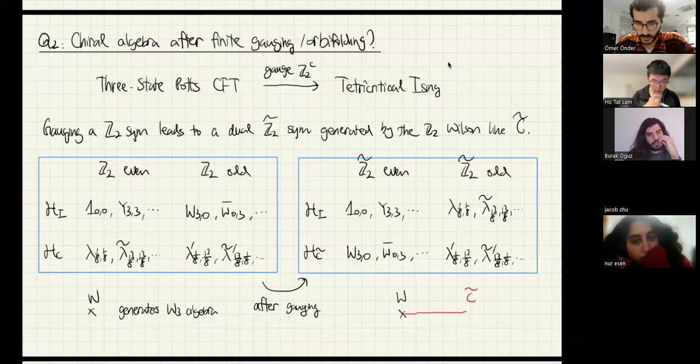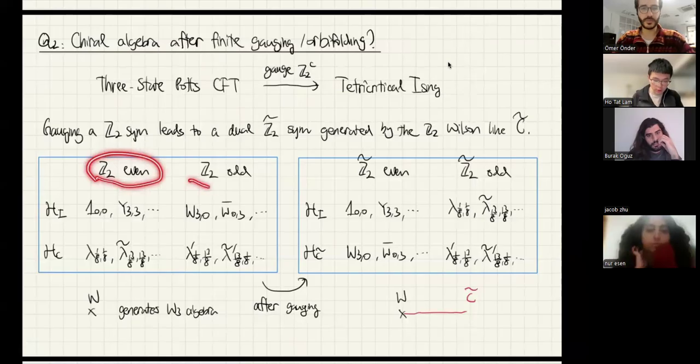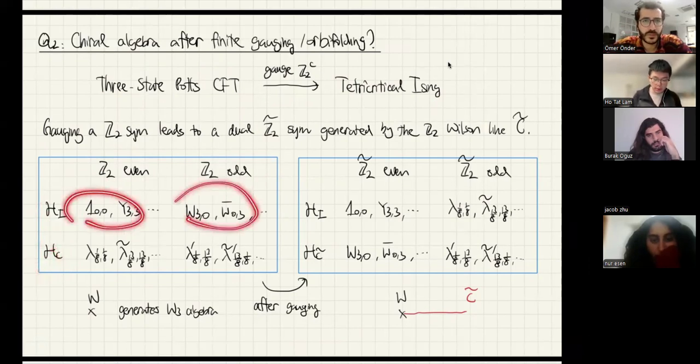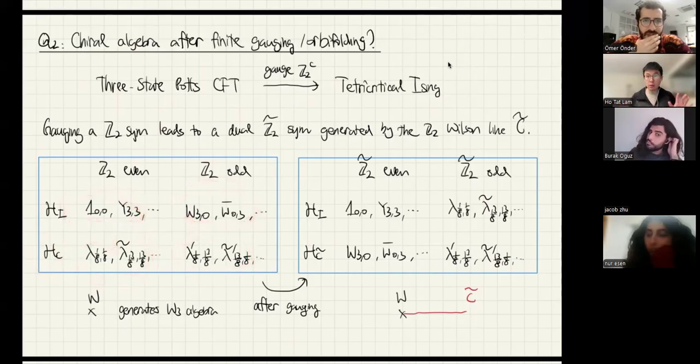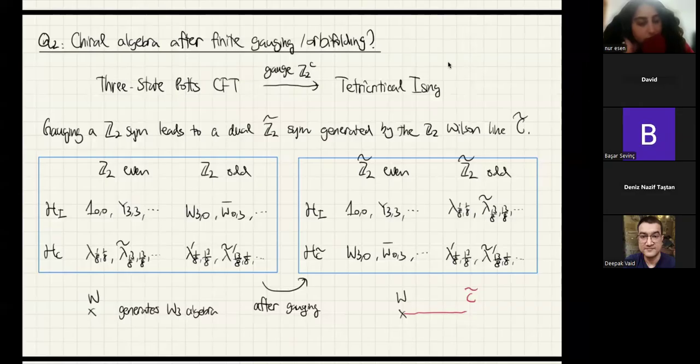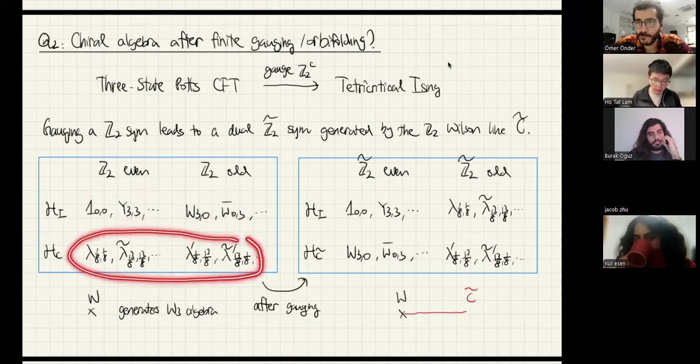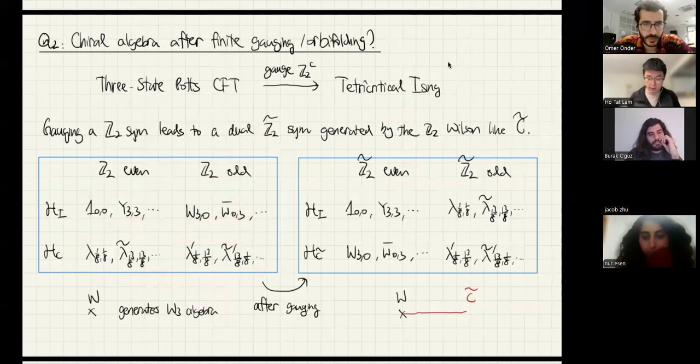So for example, consider this case. In the 3-state Potts CFT, you can organize the spectrum into whether the operators are charged under the Z2 symmetry or not. And then you can also organize them according to whether they come from the local Hilbert space or the Z2 defect Hilbert space. So this is how I list the operators. I didn't list all the operators, I just list some of them. And as you can see, these operators form W3 algebra representations, and these operators also form W3 representations.